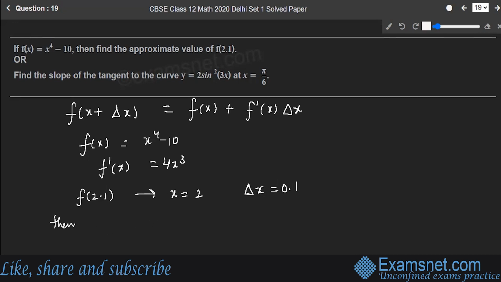Then f of 2 plus 0.1 is equal to f of 2 plus 4 into 2 cube into 0.1.